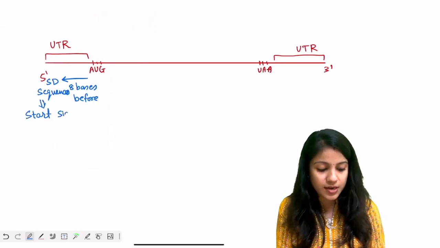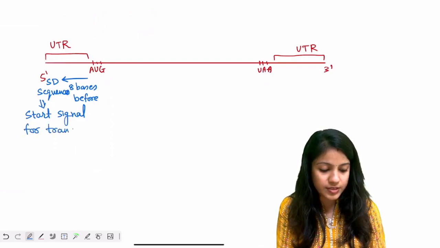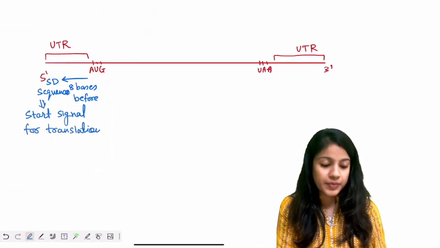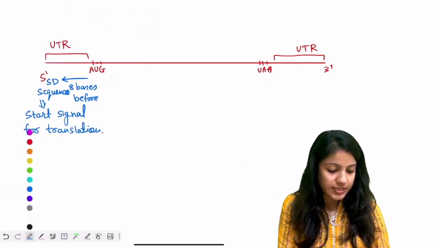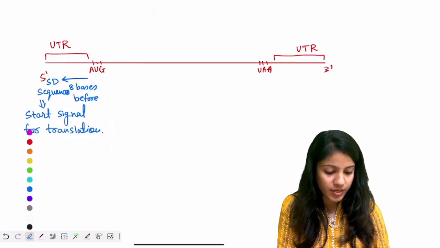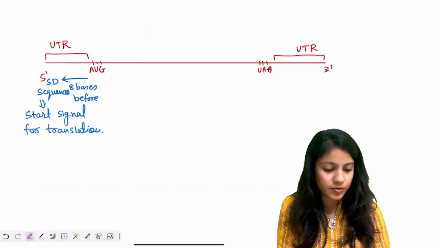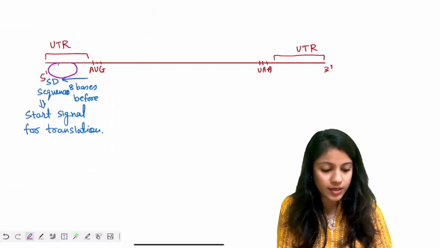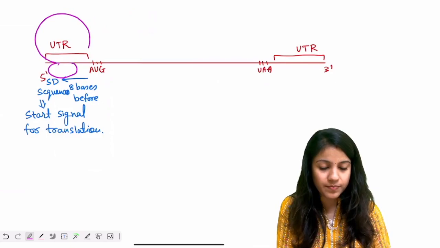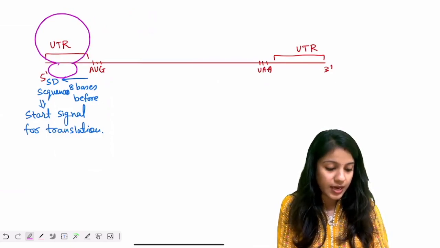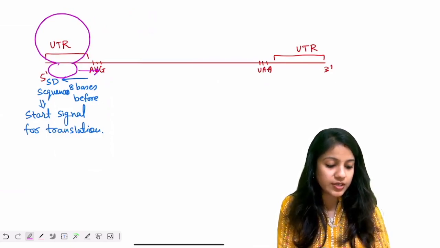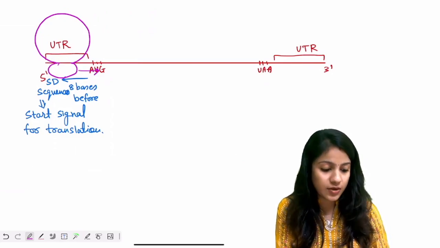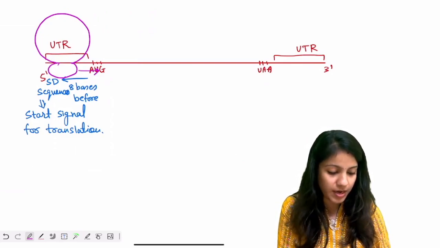This will be the start signal for the translation process. Correct? For the process to get started, the ribosomal small unit will come and bind over here. Small unit of ribosome will come and bind over here. Then the larger subunit will come, right? But as it is moving in forward direction, it will come and reach the start sequence of this mRNA.